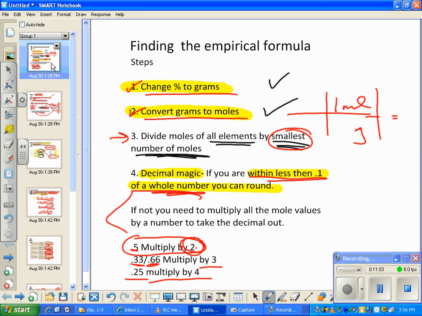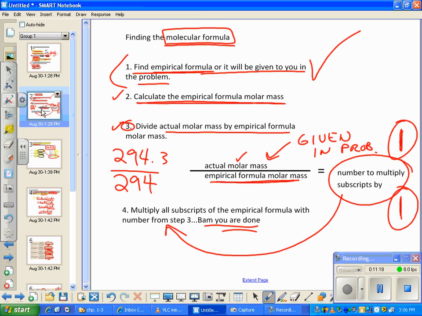Remember, empirical formula is always in lowest whole number ratio. Percent to grams, convert grams to moles, simple conversion. Divide by the smallest number of moles and check to see if you can round. If not, bust out decimal magic. That's how we do empirical.